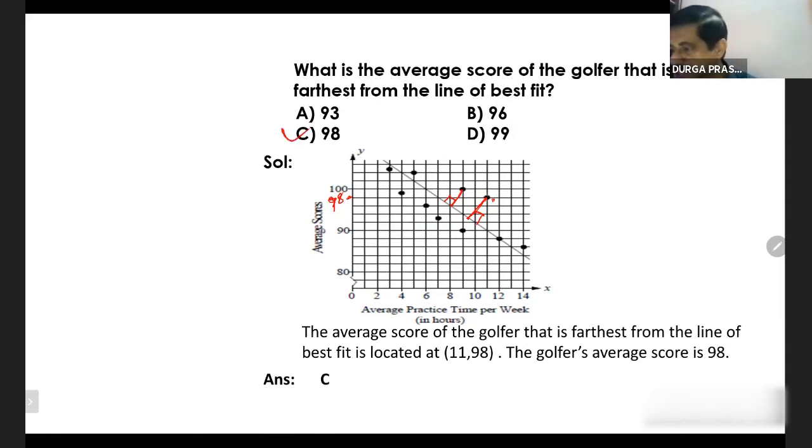Now you see, this is happening at 11 hours average practice time per week, and the score of it will be 98. So therefore, the option is C. Please note it fast. Quick.